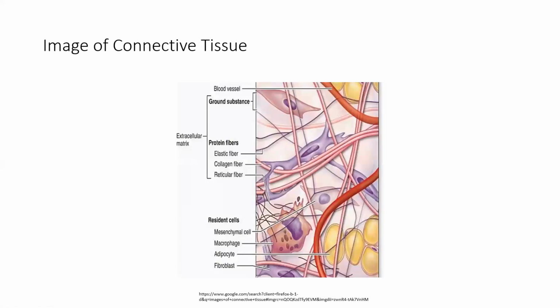So first, I have an image of connective tissue. I chose this one because it has a lot of different aspects that can be clearly seen to be able to understand the different parts of what makes up connective tissue.